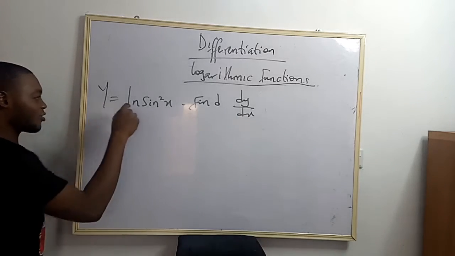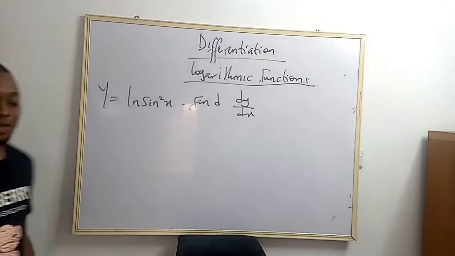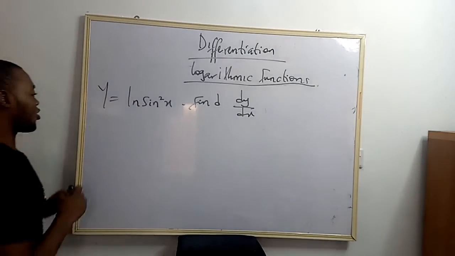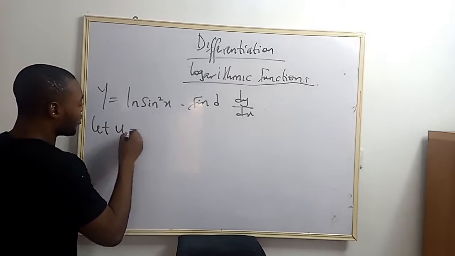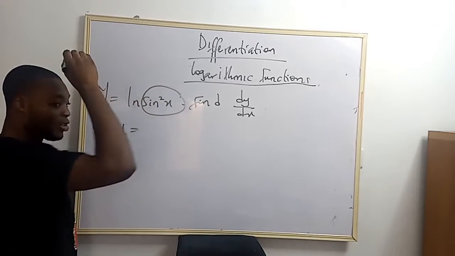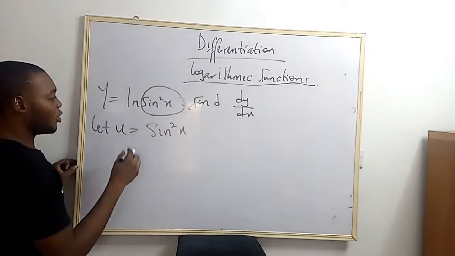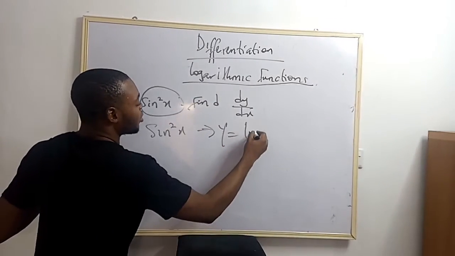So we have y equals log sine squared x. Find dy/dx. First, you know that we are going to apply what? Chain rule, function of a function. First you say let u be equal to the argument of the logarithm, and that's what? Sine squared x. So if u is equal to sine squared x, it implies that y will be equal to what?